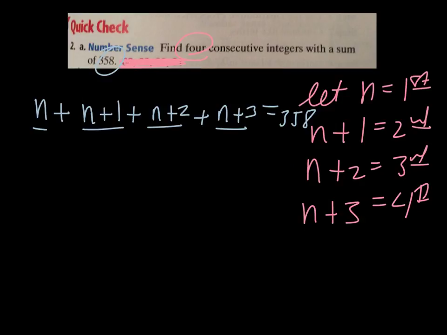If you have one number, it's just n. Two numbers, n plus 1. Third number, n plus 2. Fourth number, I have to add on the n plus 3. Now, it's just an algebra problem. We've worked a lot like this already.